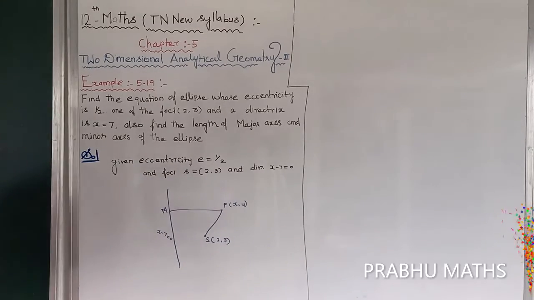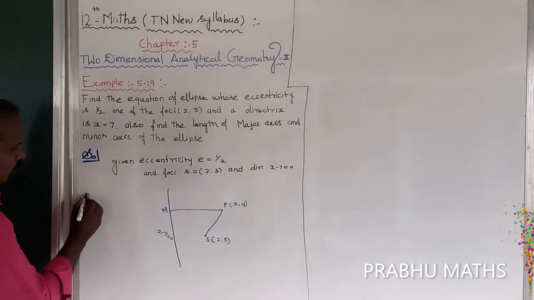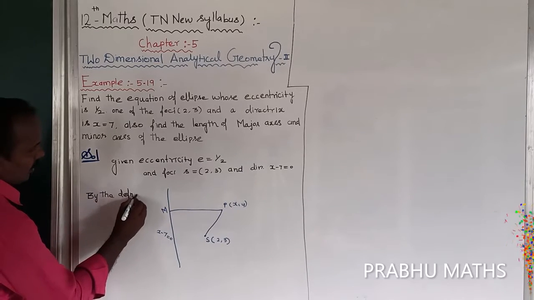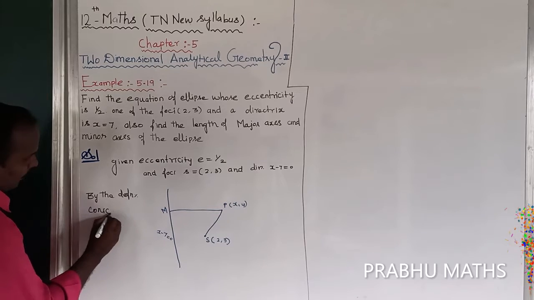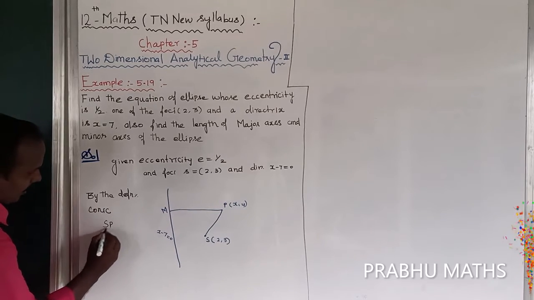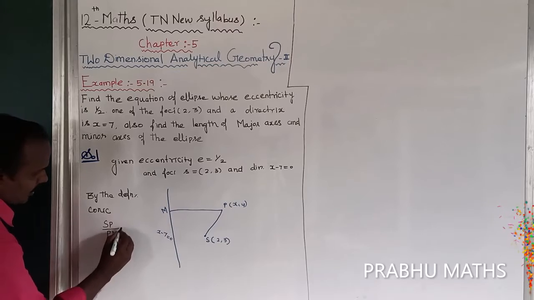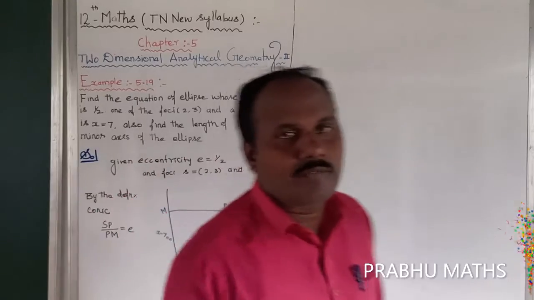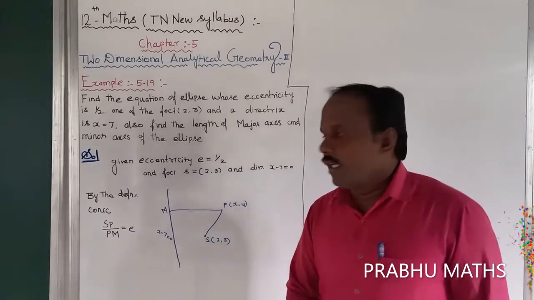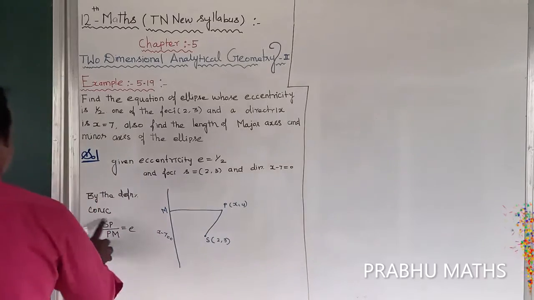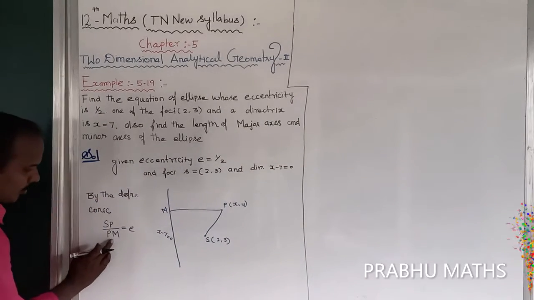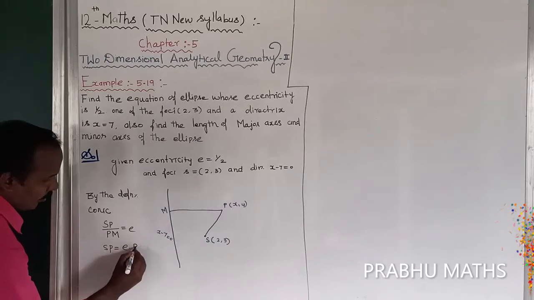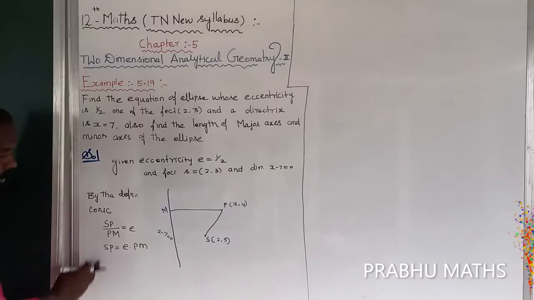By the definition of conic section, SP divided by PM is equal to e. That is the definition of the conic section, referring to the definition of the ellipse. SP divided by PM is equal to e. Cross multiplying, SP is equal to e into PM. Clear? Squaring on both sides.